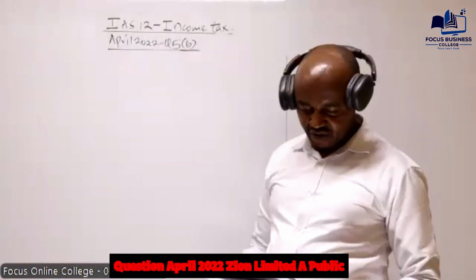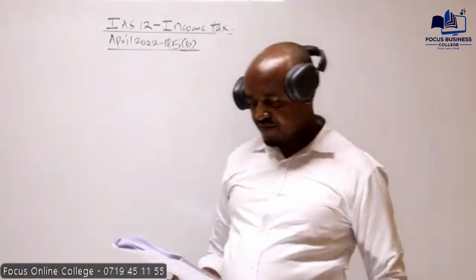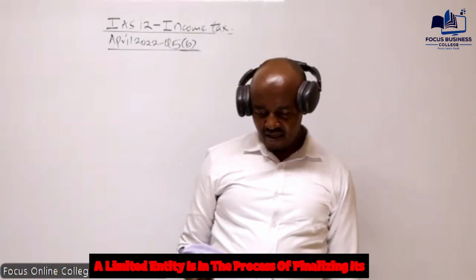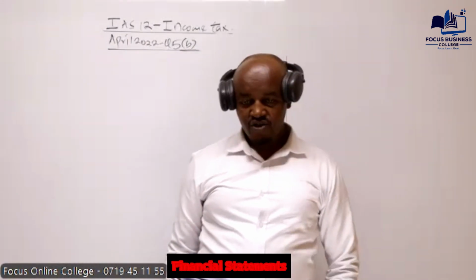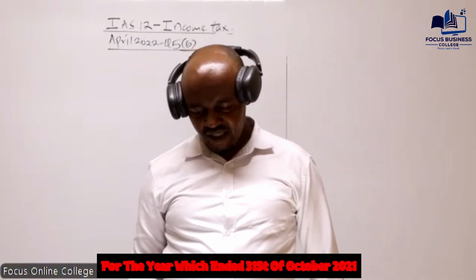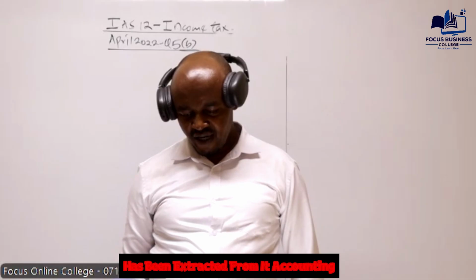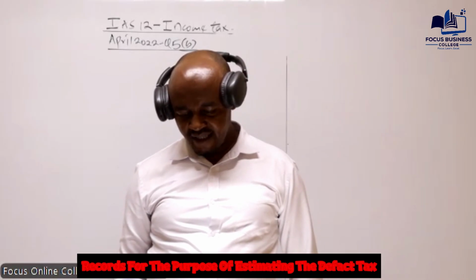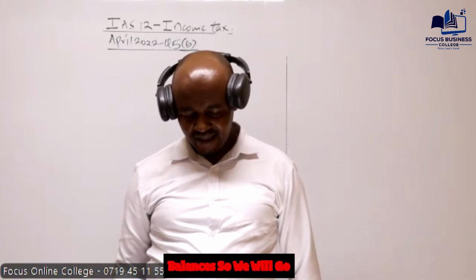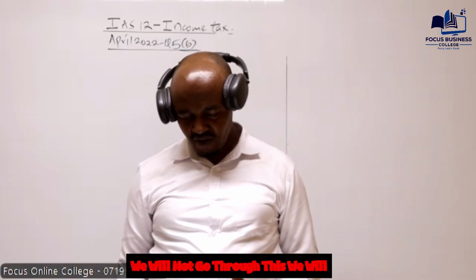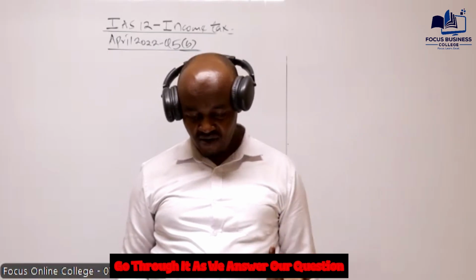April 2022. Zion Limited, a public limited entity, is in the process of finalizing its financial statement for the year which ended 31st of October 2021. So we are told the following information has been extracted from its accounting record for the purpose of estimating the deferred tax balances. So we will not go through this. We will go through it as we answer our question.